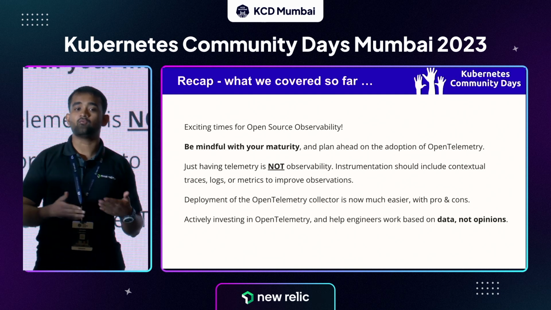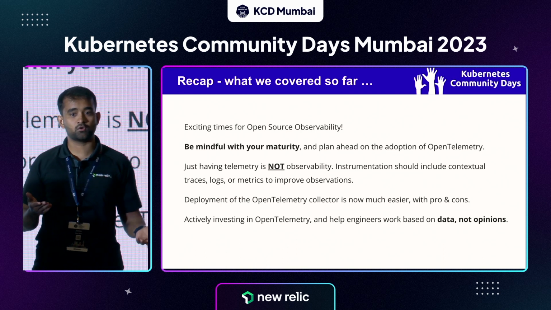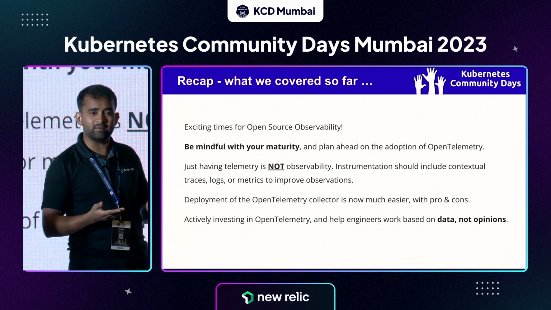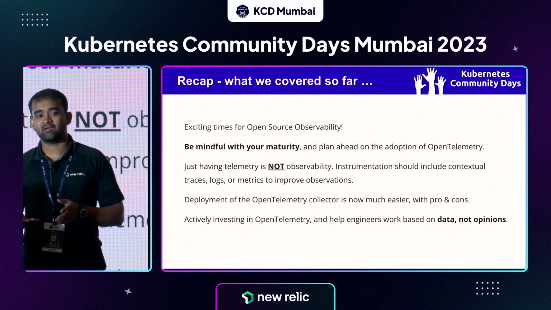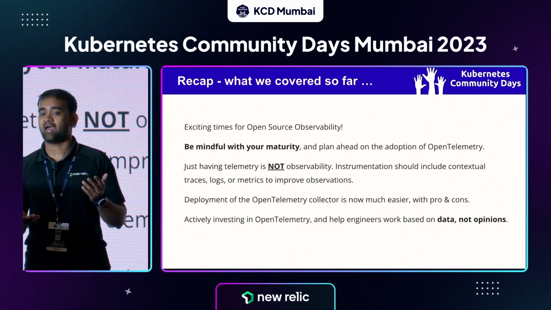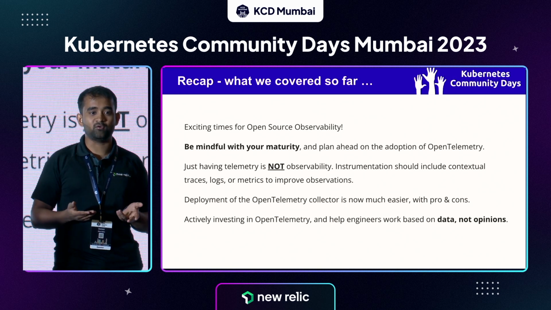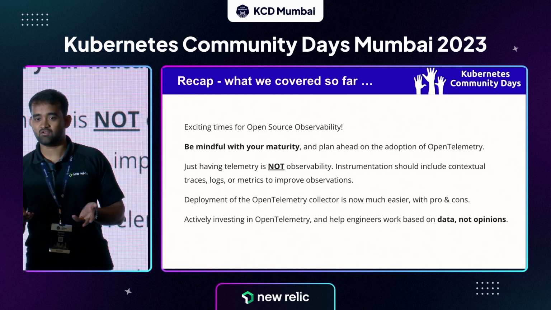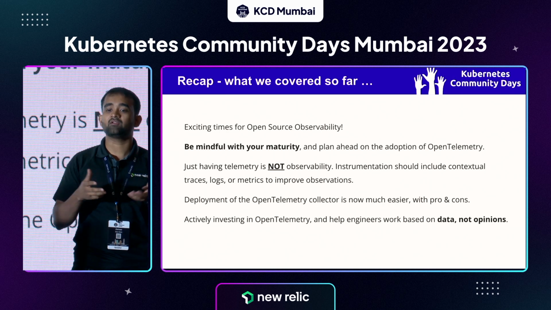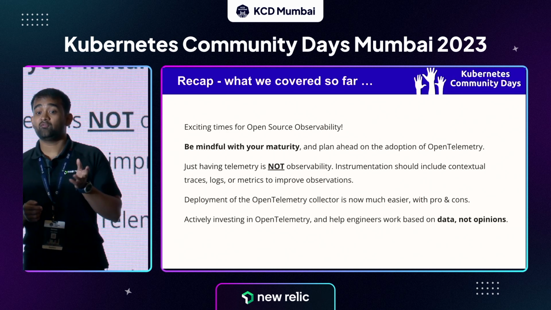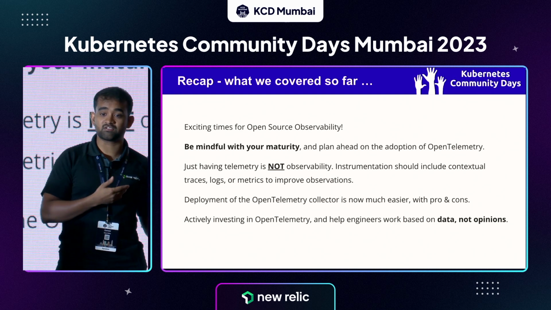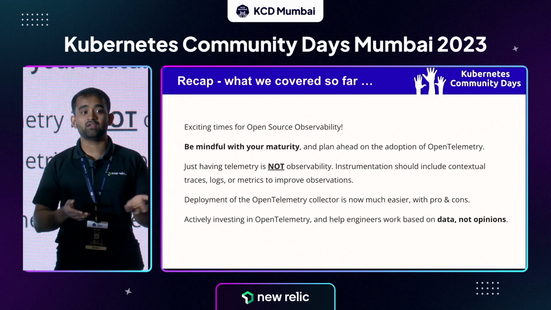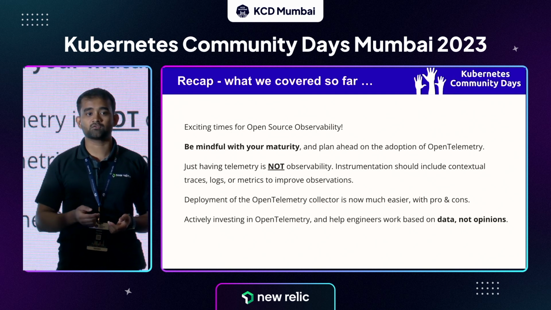So be mindful of what language or what services you want to use OpenTelemetry for. And just having telemetry data is not observability. Like I mentioned, only with metrics and logs you cannot have observability, and you cannot solve all your problems. So you need to understand all the metrics, logs, and traces individually and how they play together nicely when combined together. Now, deployment of OpenTelemetry has become easier as we saw official support for sidecar injection as well as Kubernetes operator. So if you want to get started quickly without worrying about how to deploy, that support is also available.